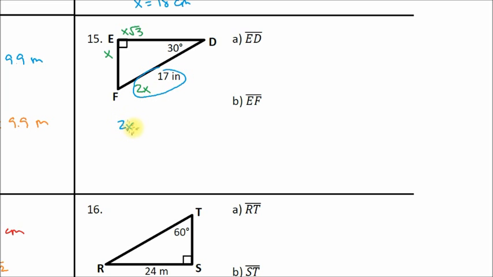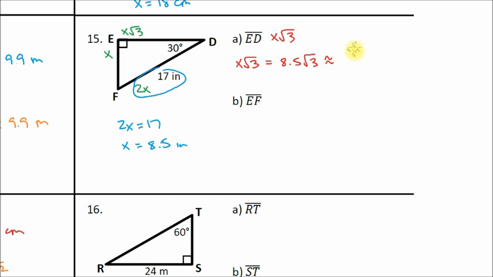That means we know that 2x equals 17. Divide both sides by 2, and x equals 8.5 inches. We've reached our goal already. We know what x is. ED is the long leg. That's going to be x times the square root of 3. And that's going to be equal to 8.5 times the square root of 3.